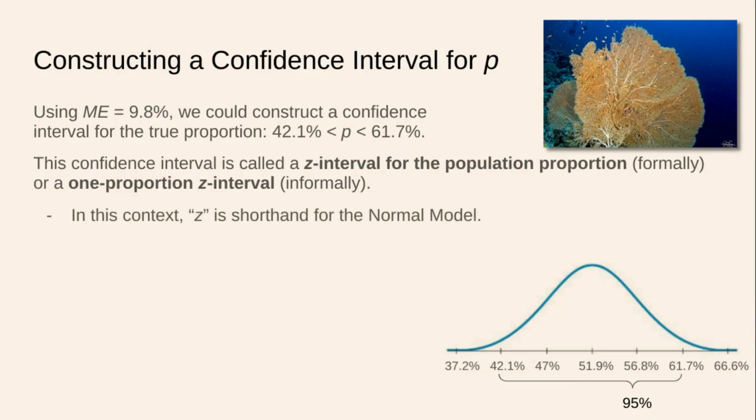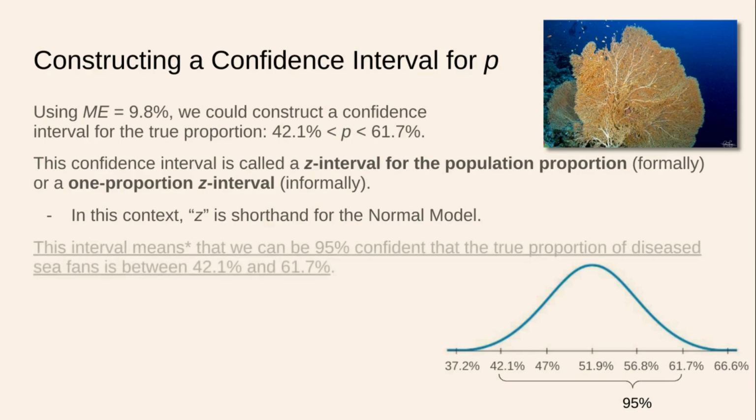In this context, z, as it is often, is shorthand for the normal model. Z is a nickname for the normal model, and we see that a lot in statistics. The interval means that we can be 95% confident that the true proportion of disease C fans is, in fact, between 42.1% and 61.7%. That's a decently wide interval, and you'll find with proportions that we need very, very large samples to get tighter intervals than that, but that is helpful. We can be 95% confident the true proportion is somewhere in there.